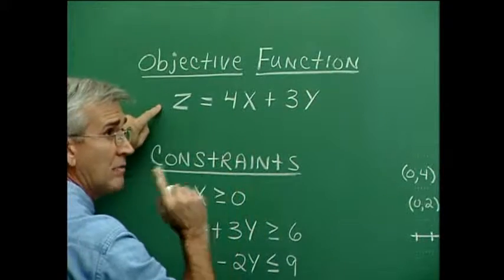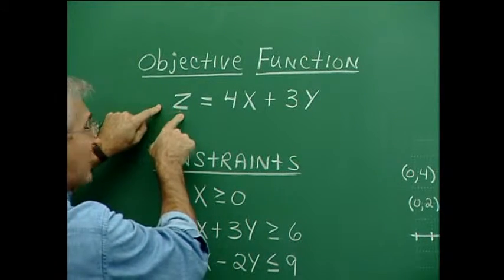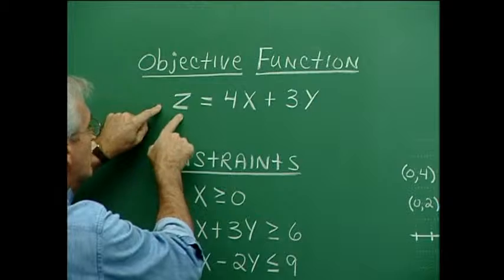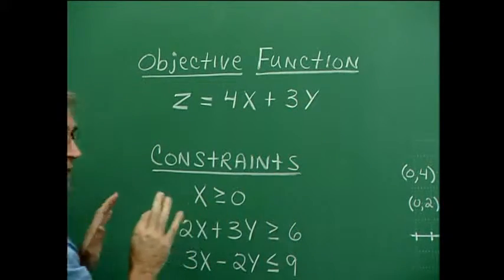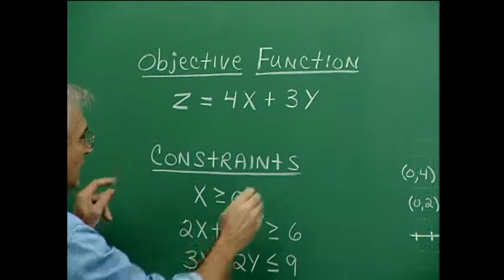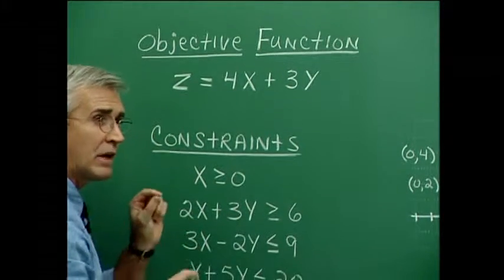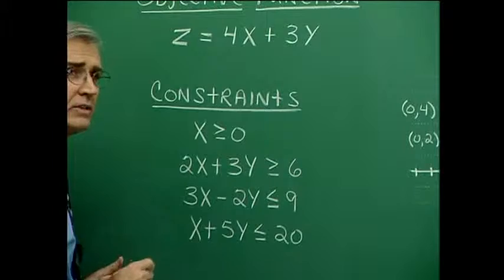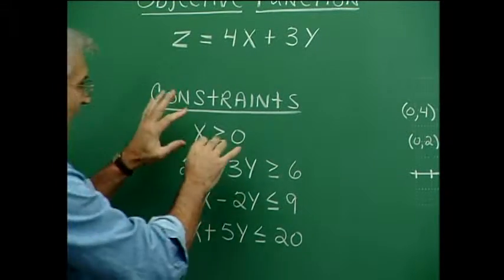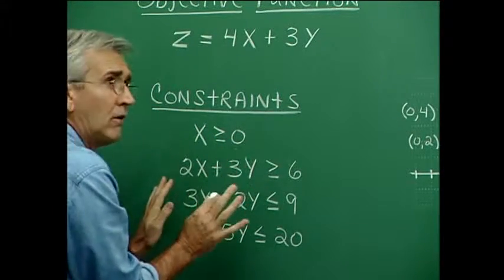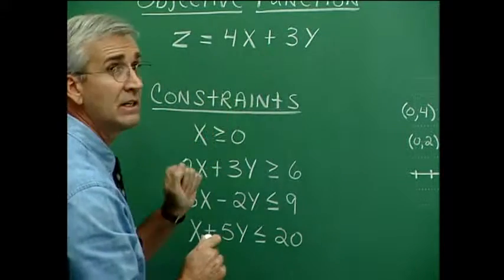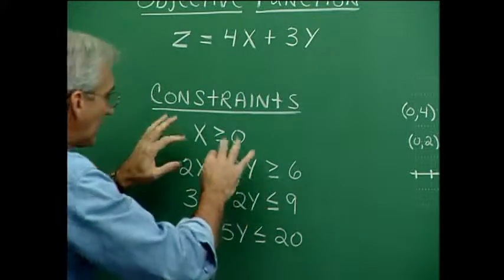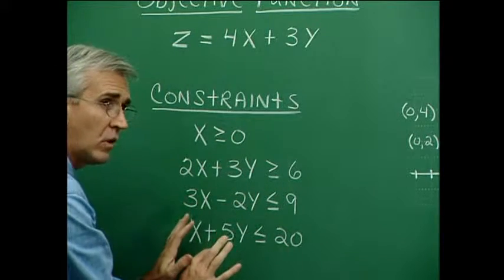And we're trying to maximize or minimize the value for z. Now notice z is written in terms of x and y. And we have involved with this idea a list of constraints that are in the form of inequalities. Now these constraints are actually limitations on the values that x and y can take on. All right, and so we have a list of inequalities involving x and y.